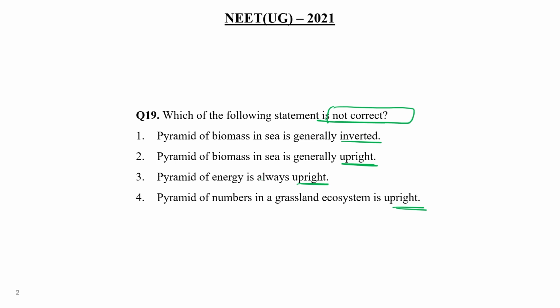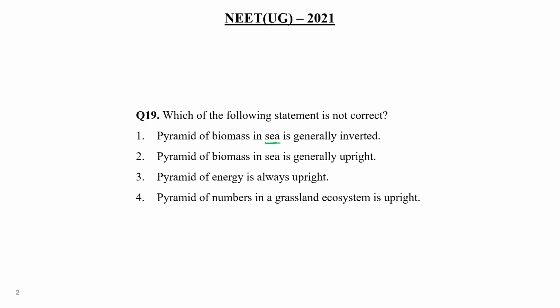Pyramid of energy is always upright, from the first trophic level to the next trophic level, 10% moves from bottom to top. And it is always upright. This is the right statement. Pyramid of number in the grassland ecosystem is upright. Yes, on the base there are so many plants and grasses, while the dependent herbivores are comparatively less, and primary or secondary carnivores comparatively less. So this one is upright. Yes, this is again a right statement.